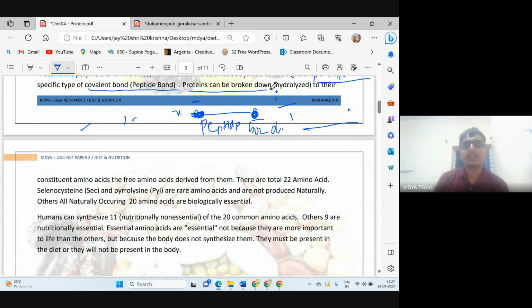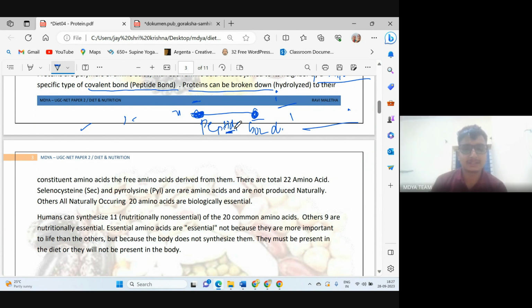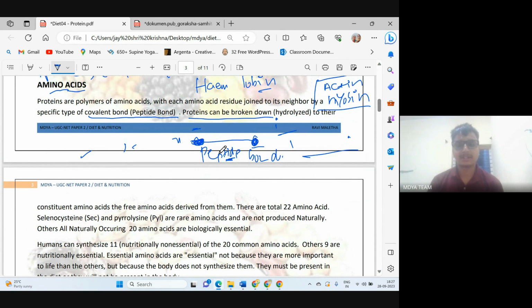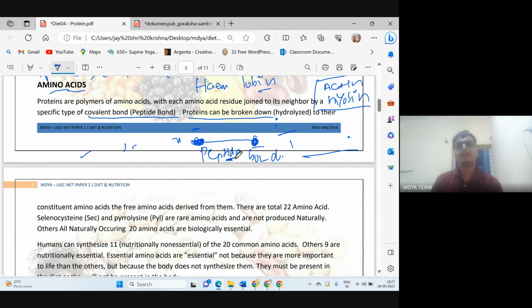Okay, protein can be broken down, or hydrolyzed, into its constituents. Peptide bond is a bond which is present between two peptide molecules, meaning between two amino acids. So between two amino acids, this bond is present, and this bond is known as peptide bond. The name of this bond is peptide bond. I have not given any definition.